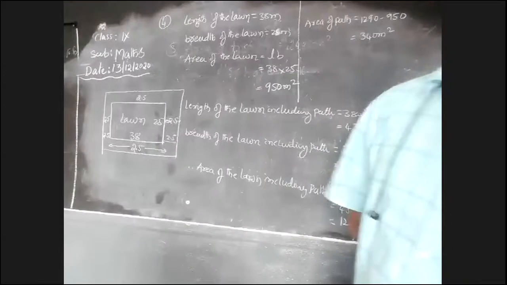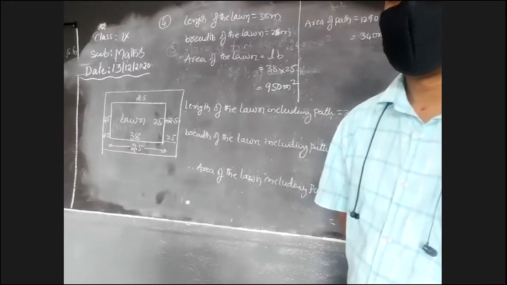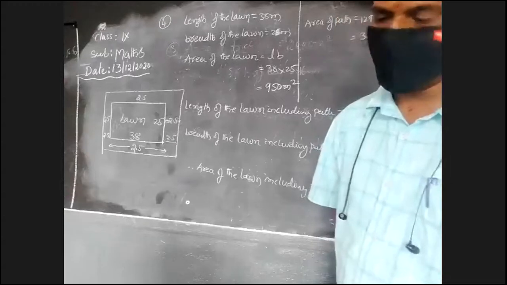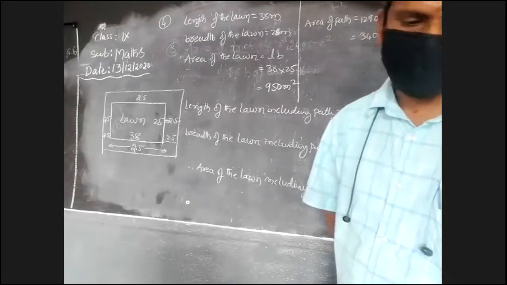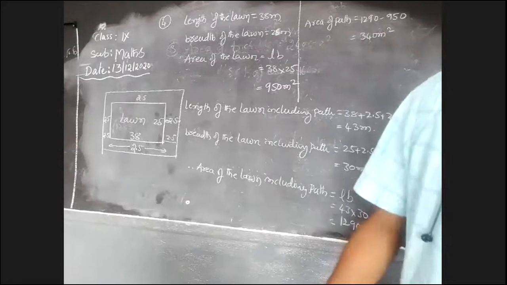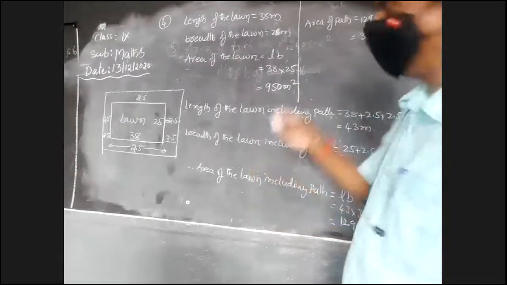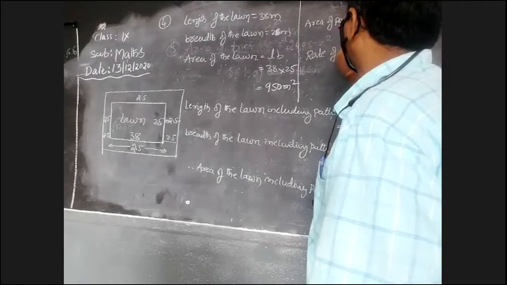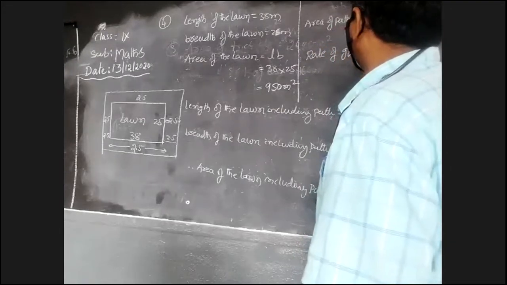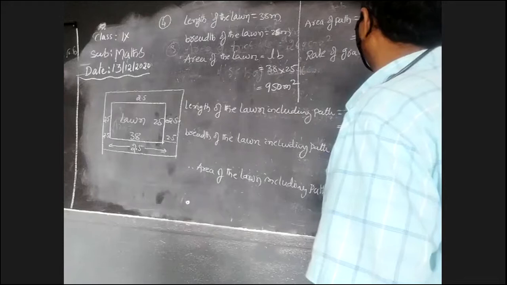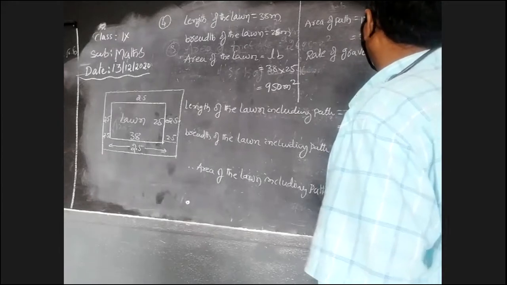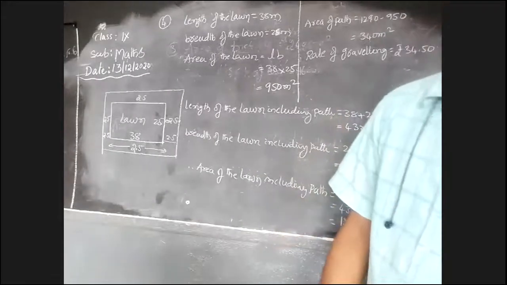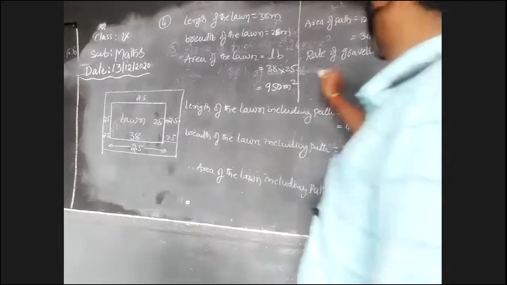It is given. Cost is how much is given? Rupees 34 rupees 50 paisa. It is given, the rate of graveling. Rupees 34 rupees 50 paisa is given. Then cost of graveling path.